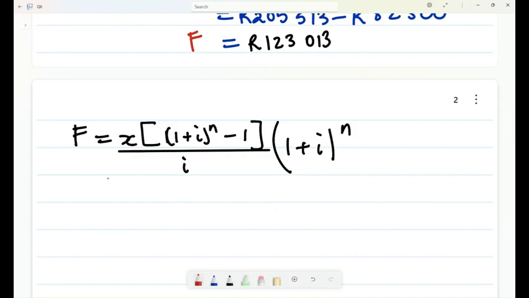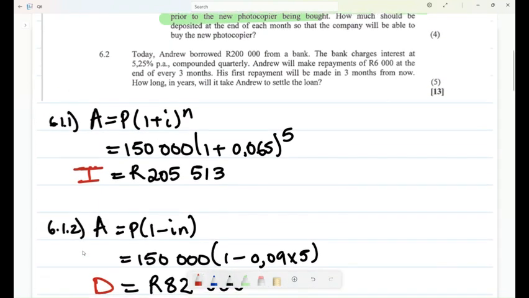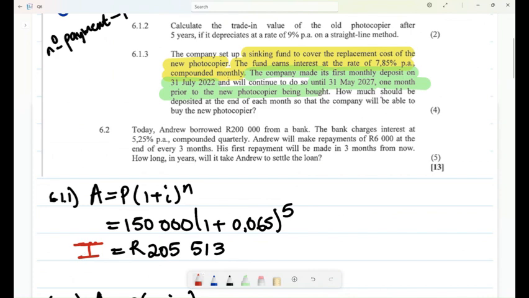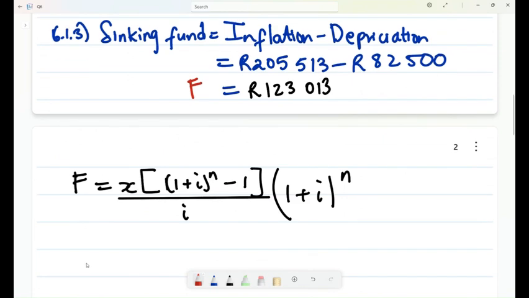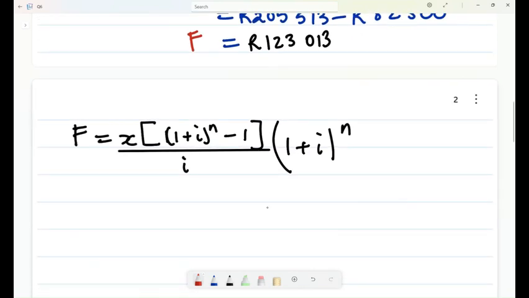My future value, what exactly do I want here? The question is how much should be deposited at the end of each month. Remember, for future value you do regular payments into that sinking fund, so they want the value of x. So how can we get that? Let's substitute. What is future value? Future value is 123,013. It is equal to x.